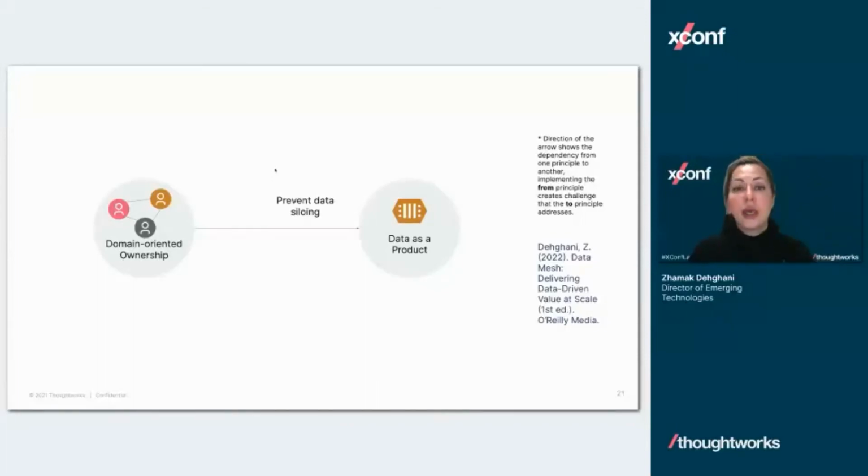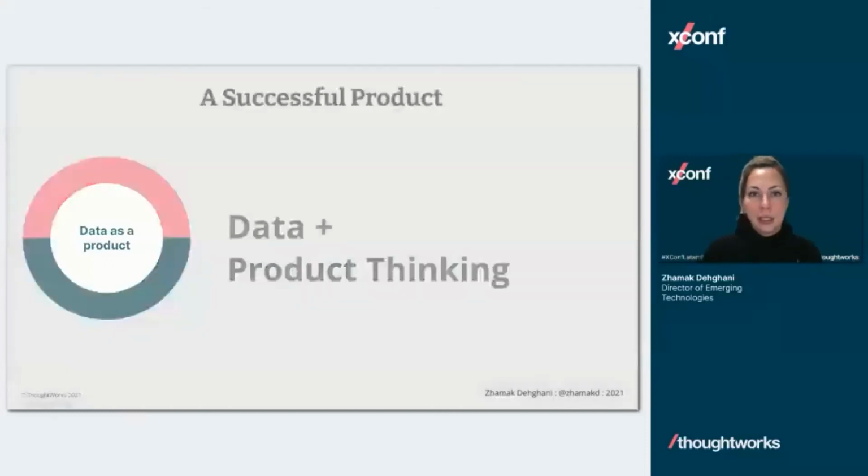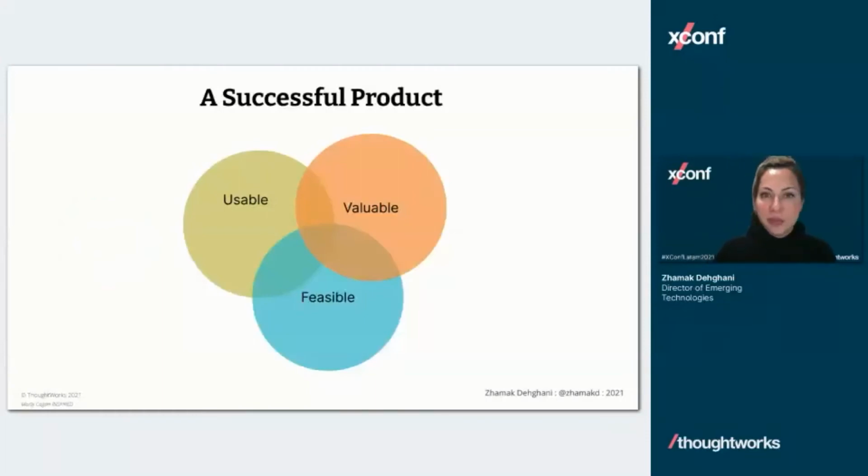of the data. So to prevent any siloing of data in these domains and enable interoperability, interconnectivity, and, most importantly, sharing of the data, Data Mesh introduces the second principle of data as a product, which is really an intersection of product thinking and data. And a successful product, based on the work of Marty Cagan in his book Inspired, is something that is usable, is valuable, and is feasible to build. So let's apply what is usable and valuable to a data product.